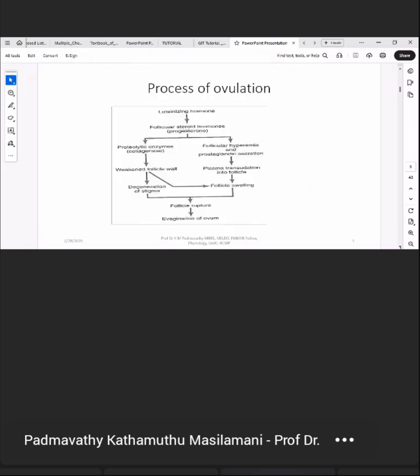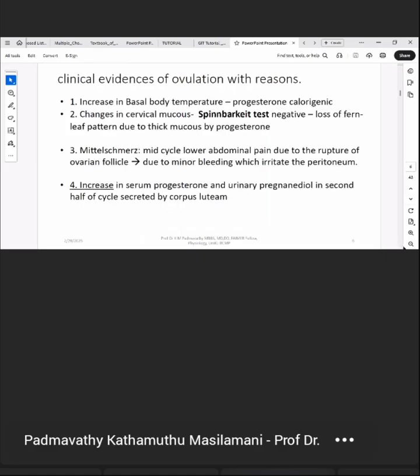Okay, coming to the ovulation. In ovulation, you have two important changes. One is the follicular hyperemia because of prostaglandin, the follicle swelling. The other is the proteolytic enzyme that will cause the dissolution or degeneration of the stigma that will cause the ovulation. For the ovulation to occur, you need to have the LH surge, just before the ovulation. How do you confirm the ovulation? Increase in body temperature and changes in the cervical mucus.